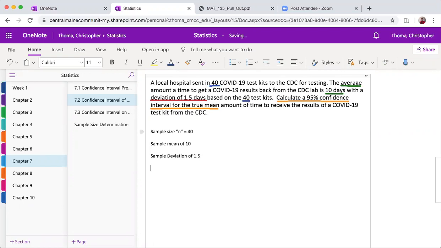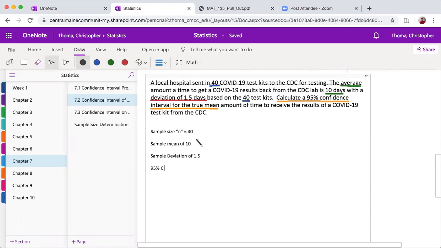I'm sorry to interrupt. The sample mean of 10 is because it's the 10 days average, right? Yes, because it's the 10 days average of the 40 test kits. If it would have said the CDC on average takes 10 days, then we would assume that to be the population mean. But because it is the average of 10 days based on those 40 test kits, then it has to be X bar. Awesome. And that's why I said knowing the difference in your symbols is extremely important. And since this standard deviation is of those 40 test kits, then this is S.